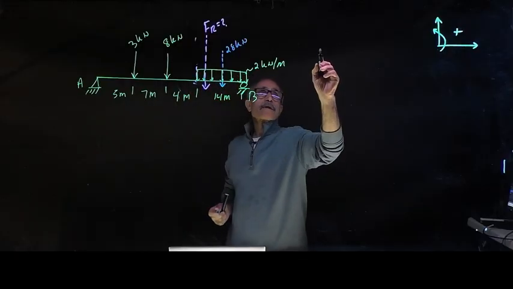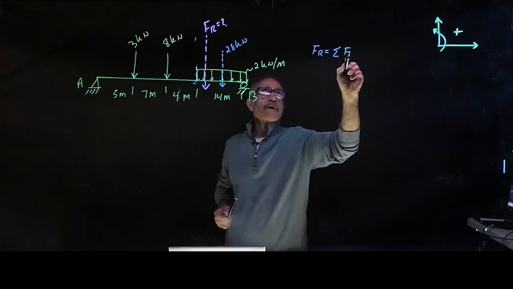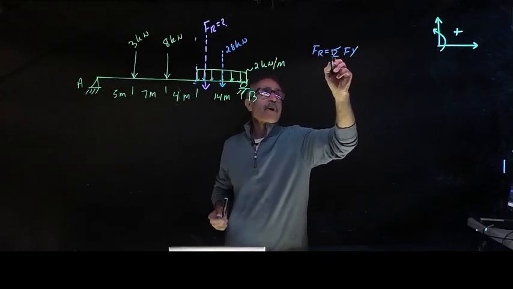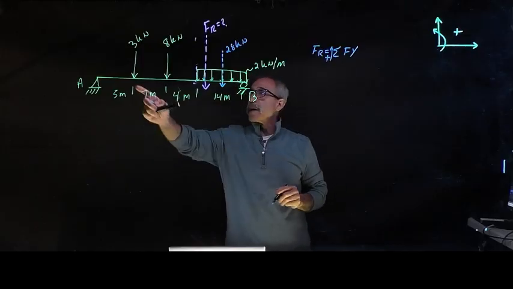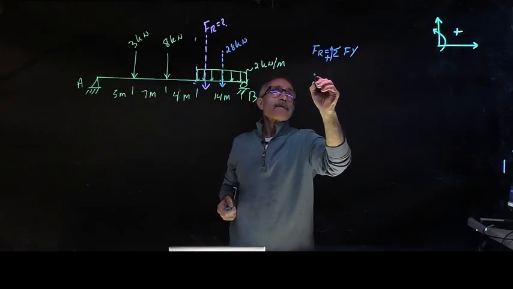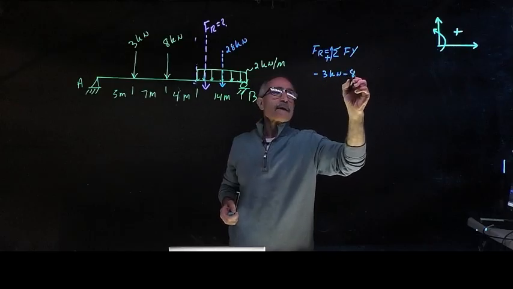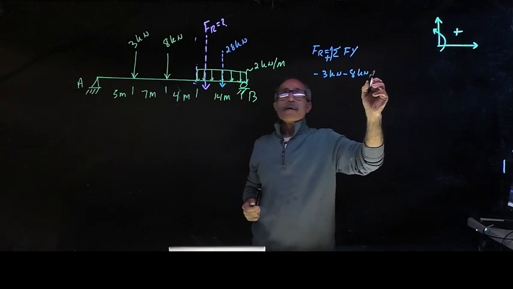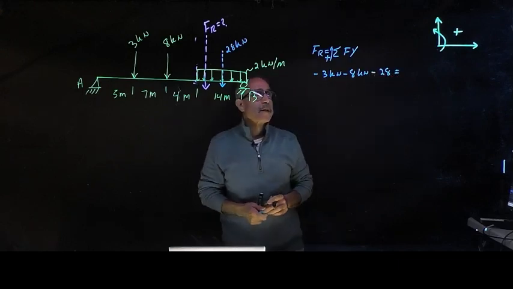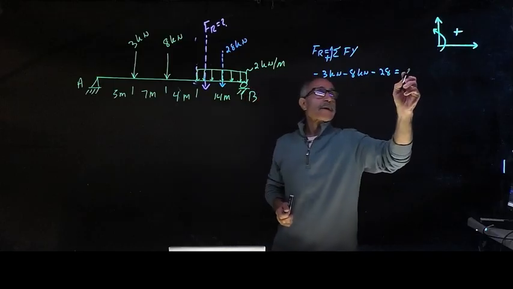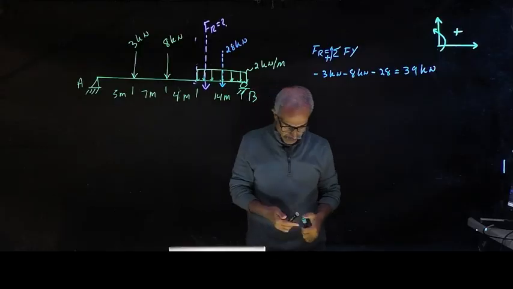So we're going to go ahead and say FR is equal summation of F, and they're all vertical, so I'm going to say summation FY, because all of them are vertical and going up is positive. And so I got minus 3 kilonewton, minus 3 kilonewton, minus 8 kilonewton, minus 28. And that's going to be 39. Okay, so we got 39 kilonewton right there.